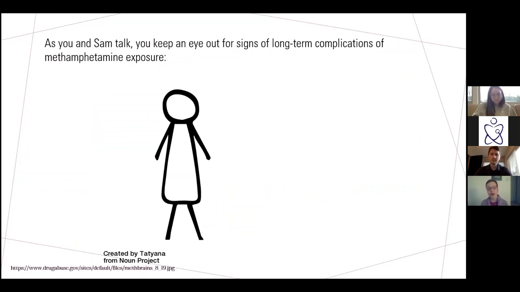And so say you get there and they look pretty stable. They're up and talking to you, not having any seizures, not having any active chest pain. And so then you're thinking more about what are the long-term complications of methamphetamine exposure and what are you looking at? A lot of these we've already hit on, things like cardiomyopathy. Other things that come to mind, things that happen over the long term with meth.